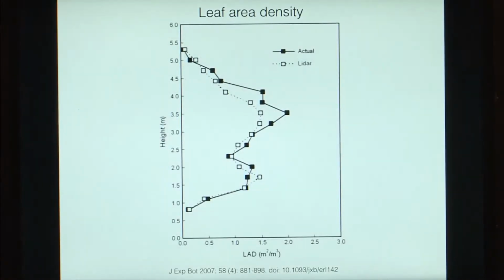Now, this 3D picture can be used to compute the leaf area density. So, in this graph we are seeing the leaf area density as computed from lidar and as computed physically from a tree. So, as we can see, there is a very good correlation between both of these.